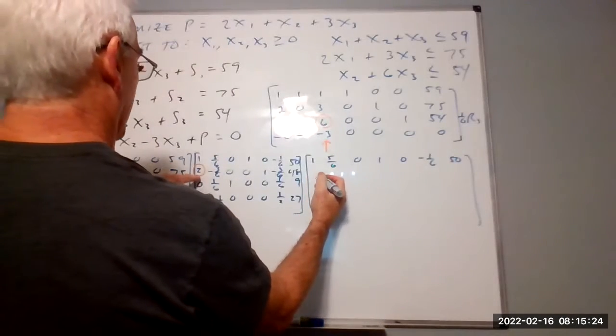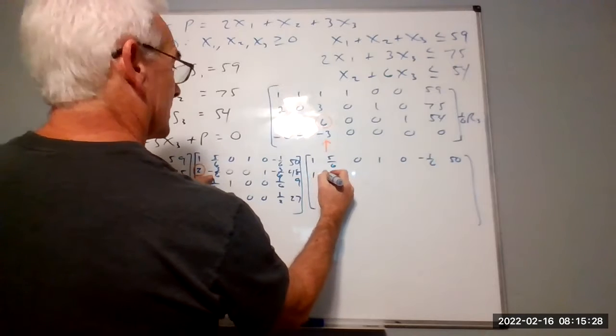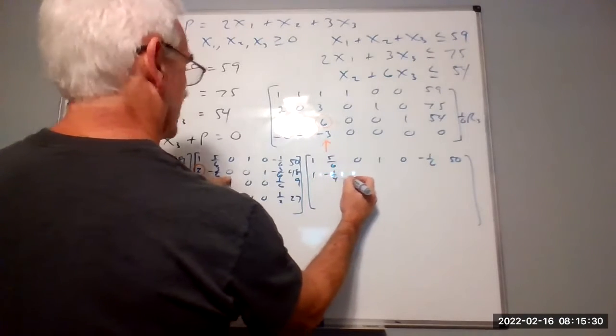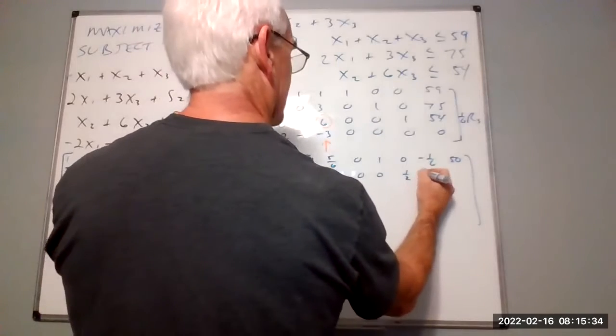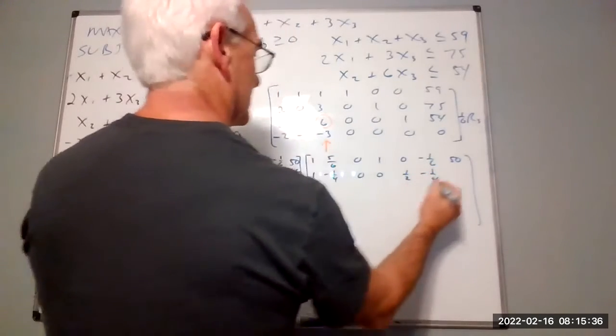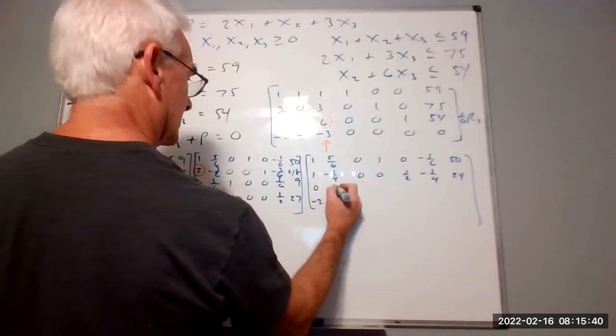I'm going to multiply this row by 1/2. So that would be 1, -1/4, 0, 0, 1/2, -1/4, 24. And then everything else stays intact.